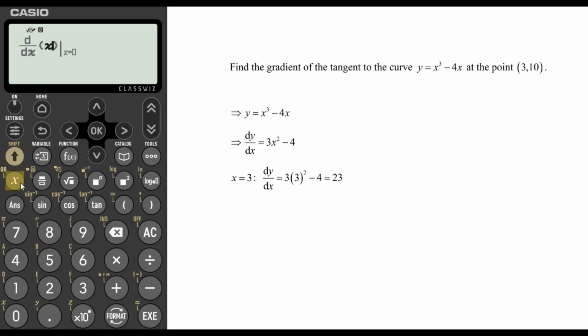So we key in x cubed subtract 4x. We are differentiating x cubed subtract 4x, and then we are working out the value of dy over dx at the point x equals 3. And so if we work this out, we get a value of 23.